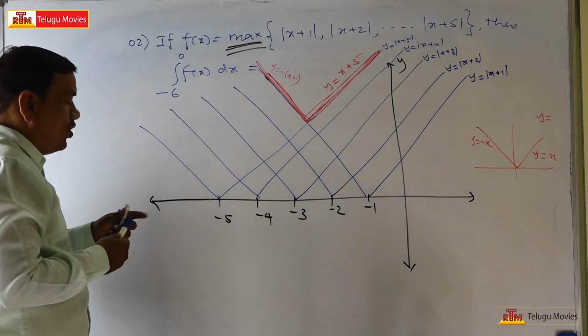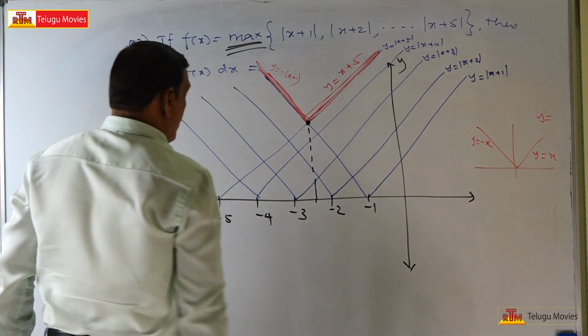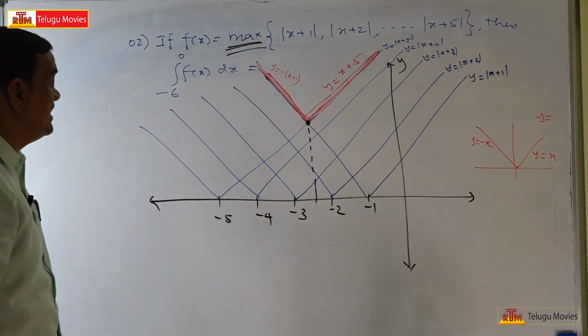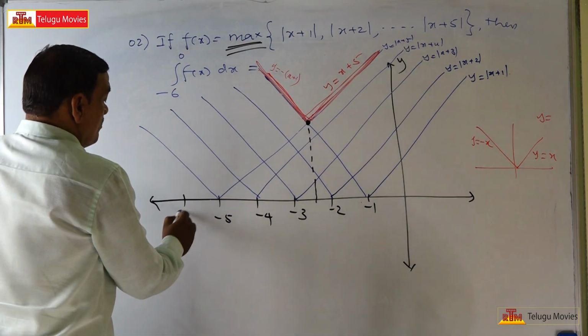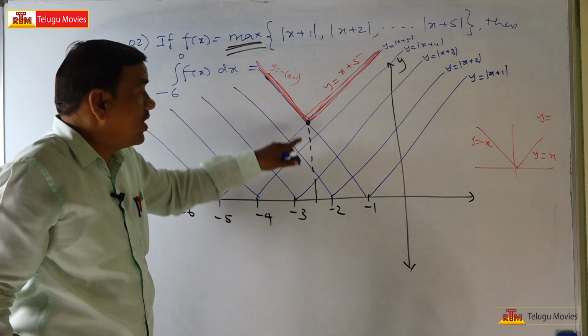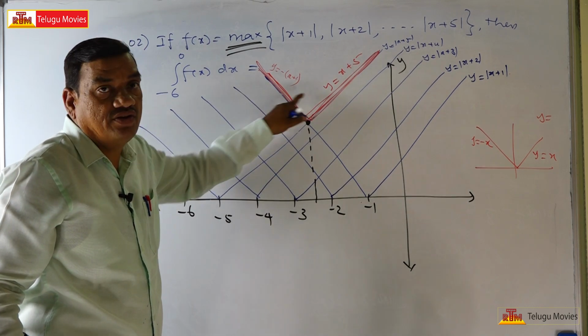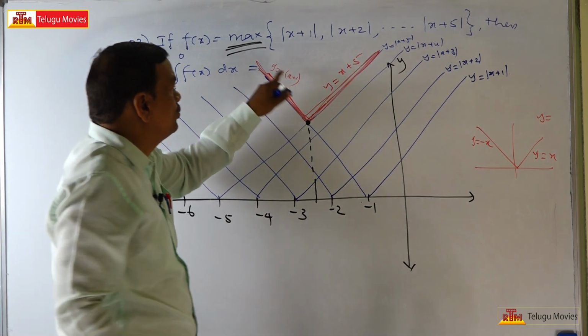Now, what about this intersection part? We have to take the intersection part. So, minus 6 will also be there, minus 6 to 0. So, what will be the intersection part? We will get this intersection part by solving these two equations. What are those two equations?